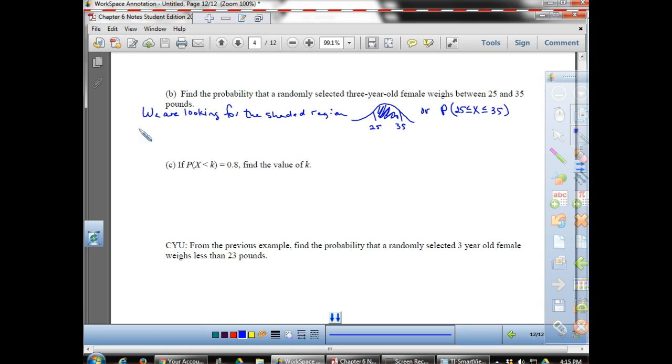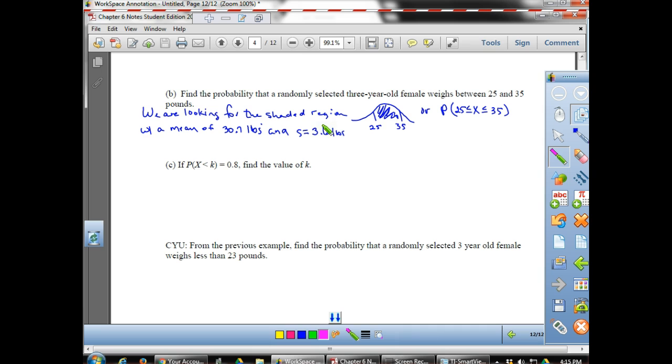So with a mean of 30.7 pounds, and standard deviation, or S, equal to 3.6 pounds. And I want to tell you, this is important because you're basically giving your variables you're about to use. You've got to say what the mean is, and you've got to say what the standard deviation is, because you're about to use those in the normal CDF.